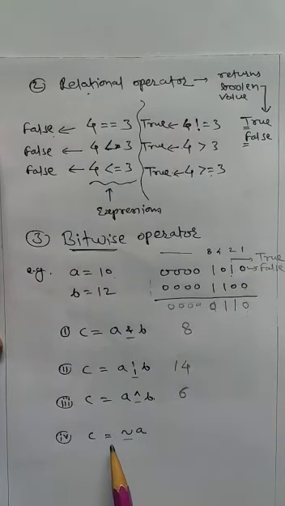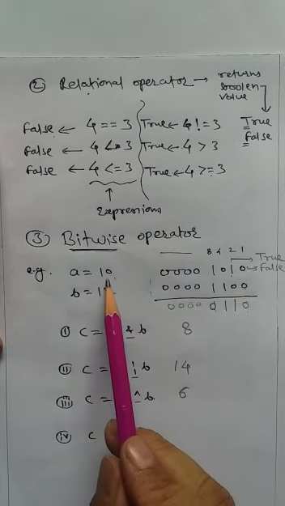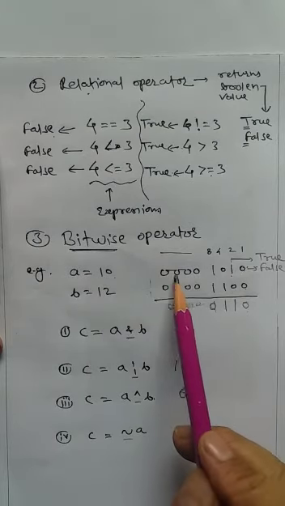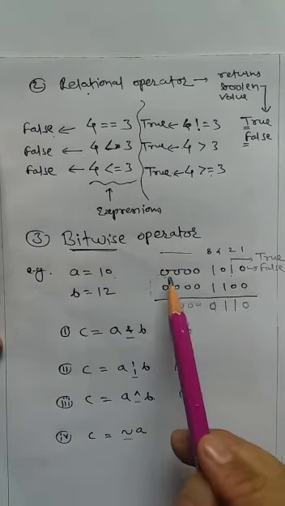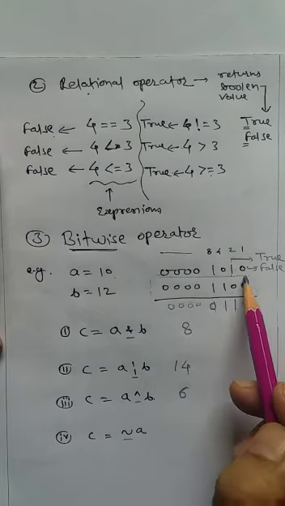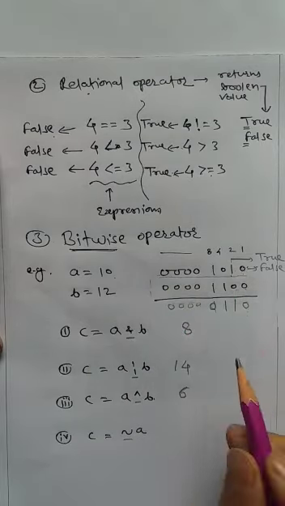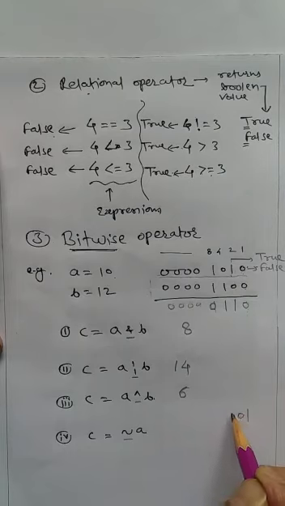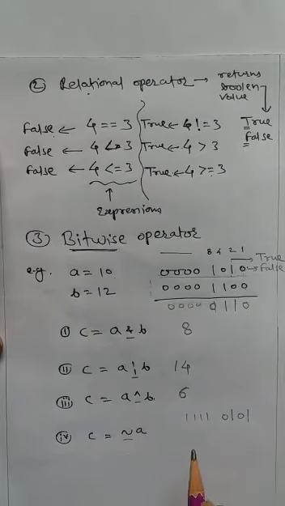And the last one, NOT A. Now we have the value 10. NOT A means its complement. So what complement will we get here? For 0, replace it with 1. For 1, replace it with 0. 0, 1, 1 replace with 0. And for the rest, 0 0. If you execute this and get the value, I am getting C is equal to minus 11. When I am executing this in the interpreter, I am getting the value C is equal to minus 11.